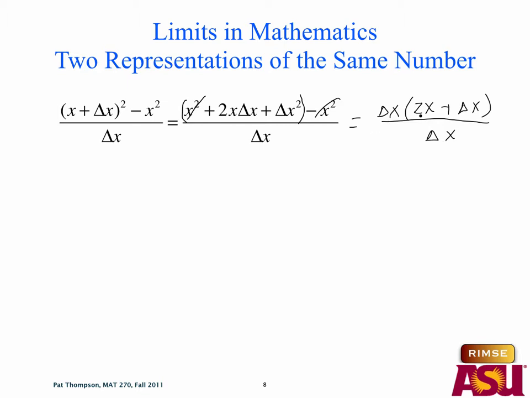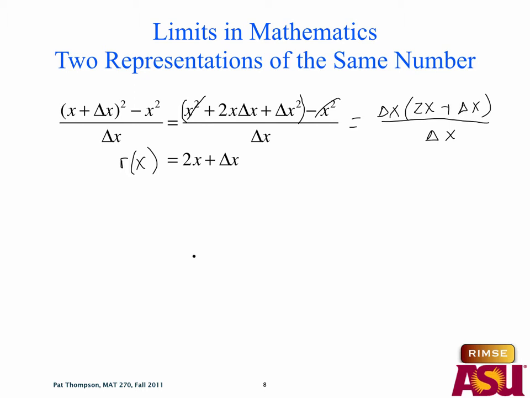That is 2x plus delta x. And then delta x divided by delta x is just 1, right? So then we're left with the 2x plus delta x, okay? So this is my average rate of change function. Okay, nice and simple and pretty looking.